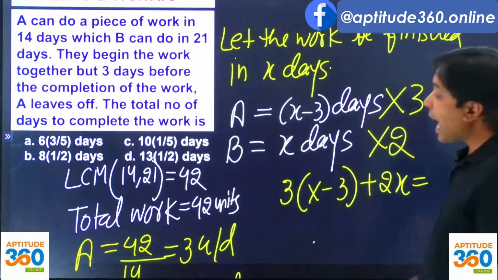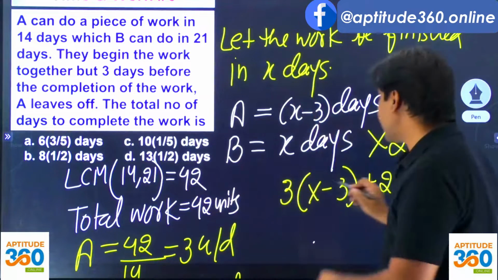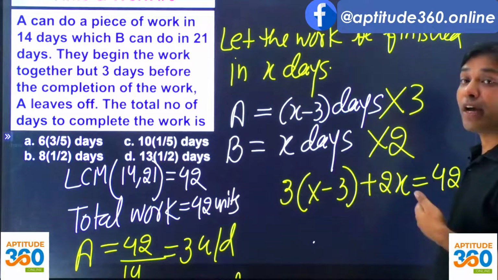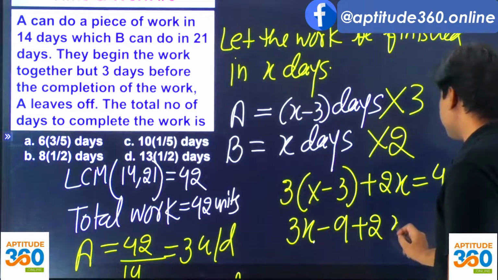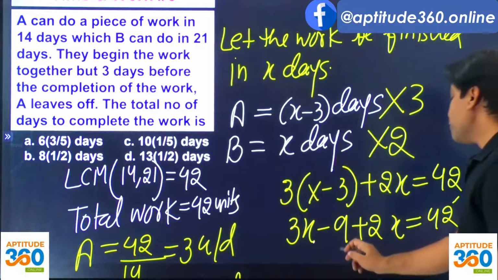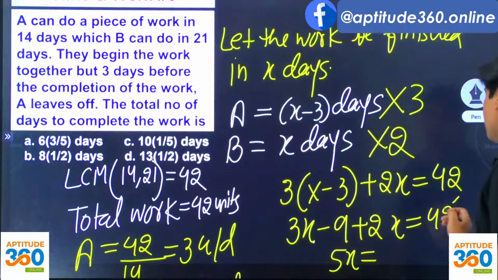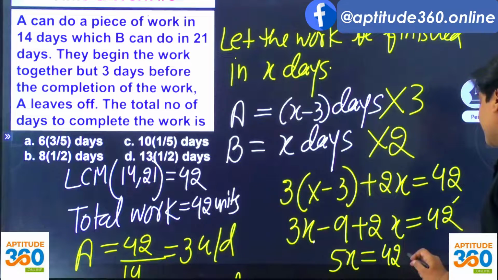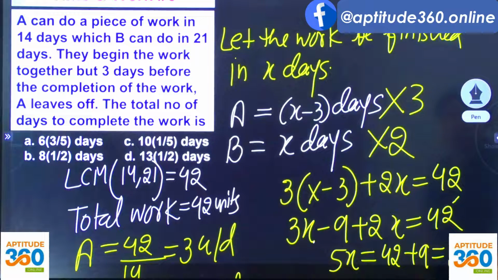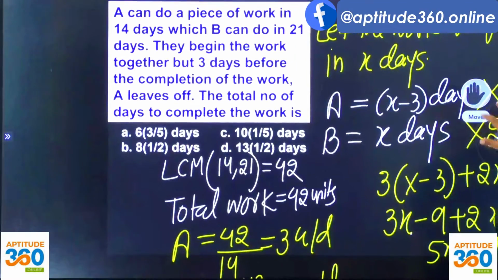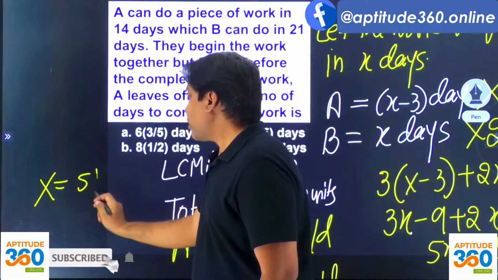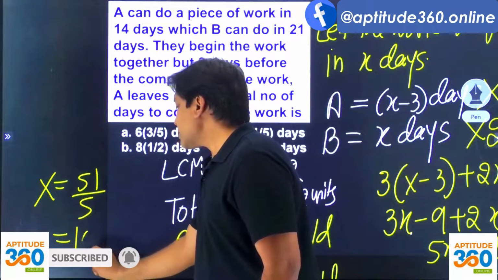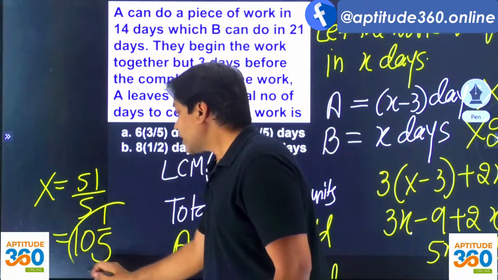This is going to be the total work, and total work as per the LCM method we have taken as 42. So can we find out the value of X from here? Yes. So 3X negative 9 plus 2X, this value comes out as 42. If you simplify, 5X is equal to, if 9 goes on this side of equality, this is 42 plus 9, it is 51. So if 5 times X comes out as 51, what is going to be the value of X? The value of X comes out as 51 by 5. And if you simplify this, this is 10 and 1 by 5 days.